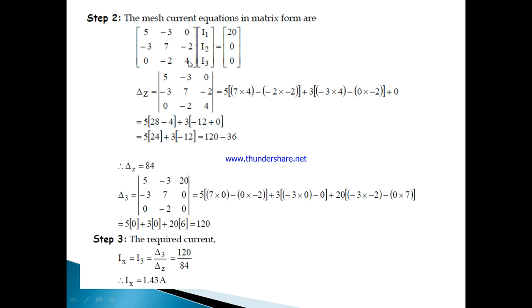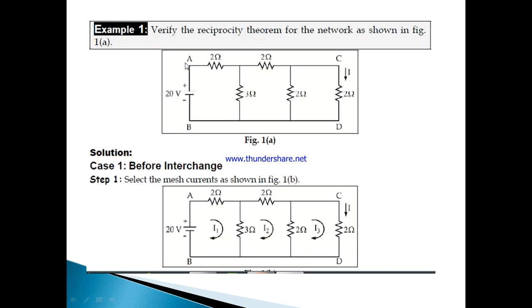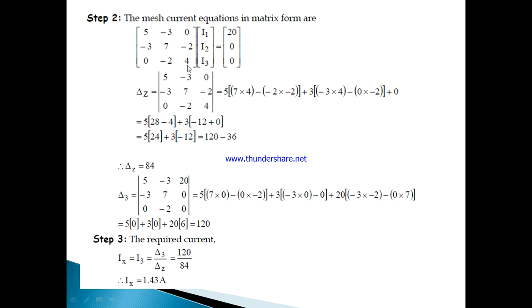Z33 is nothing but the self impedance of loop 3. So there are 2 impedances present in loop 3, that is 2 plus 2. We should consider 4. The sign should always be positive for the diagonal elements of the Z matrix.